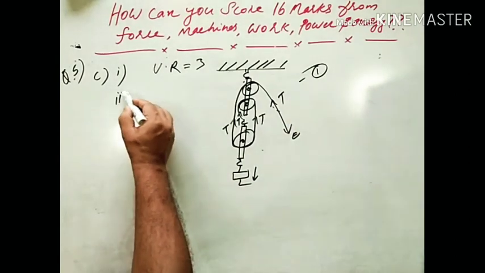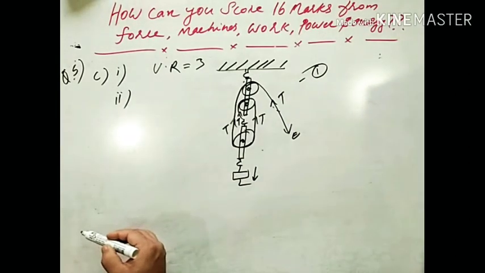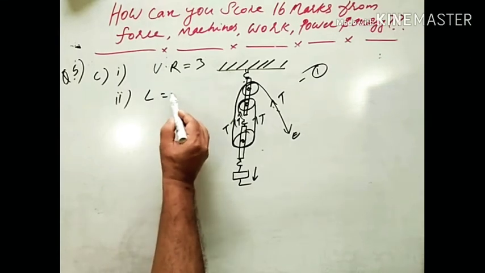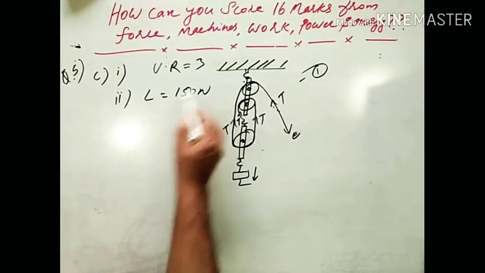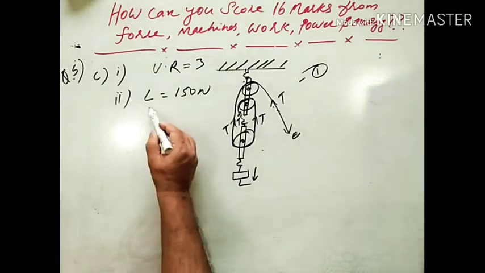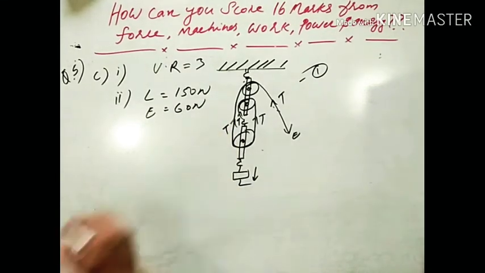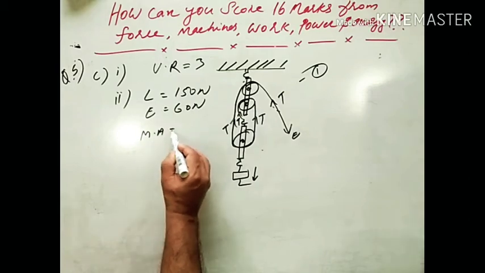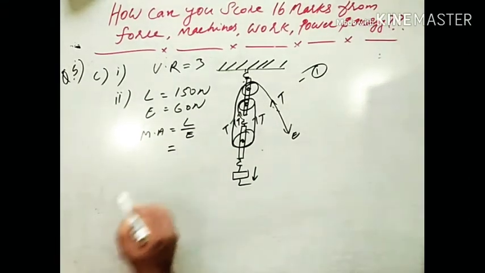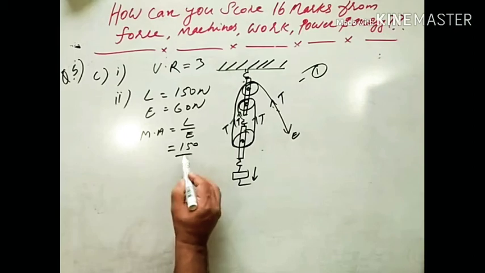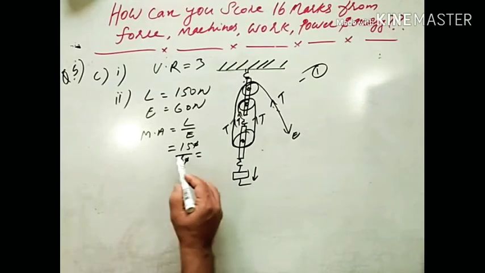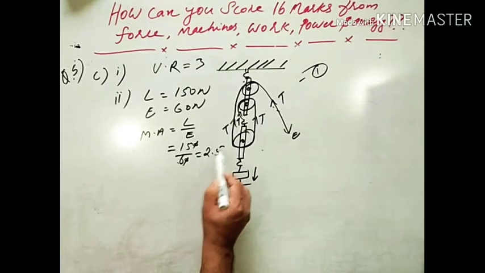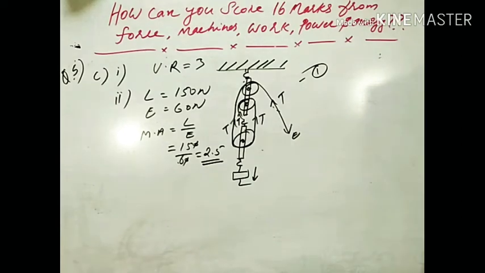What is the second part? The pulley system lifts a load of 150 Newton when an effort of 60 Newton is applied, find its mechanical advantage. Mechanical advantage, so simple. L upon E. So L upon E is equal to 150 divided by 60. You are getting it as 2.5. Mechanical advantage 2.5. All right. So it should get 2 marks.